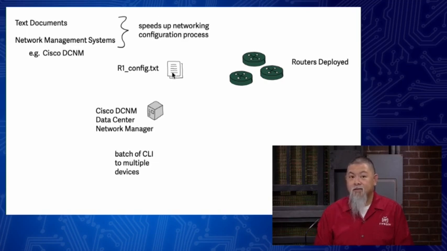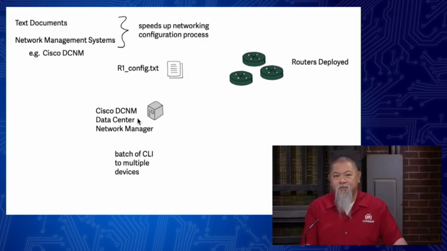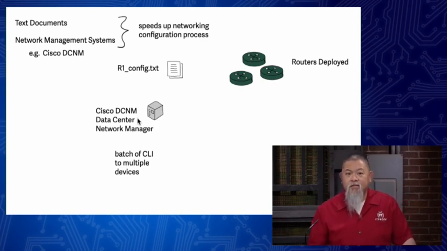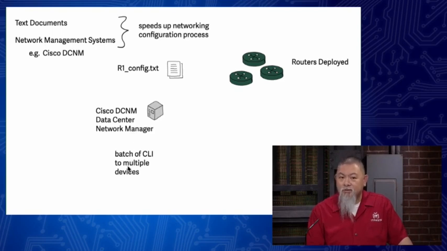Now, this can also be done through GUI management. Cisco has a type of network management system, and they are very proud of theirs, which they call the Cisco DCNM. Go figure. The Data Center Network Manager itself. What that would end up doing for us is the same thing, but it would allow us to batch together all of the CLIs we needed and send them out to multiple devices.